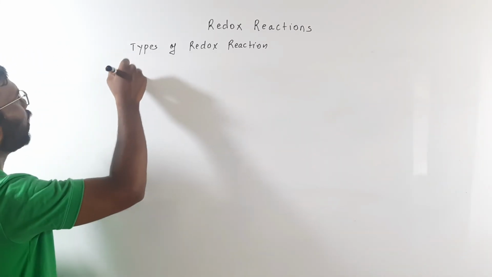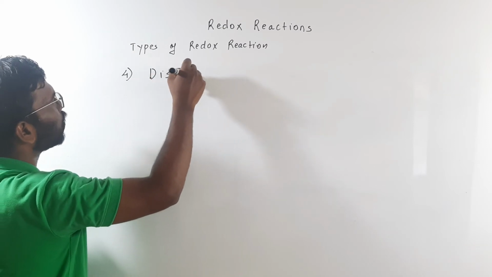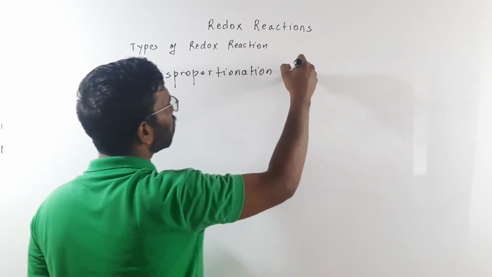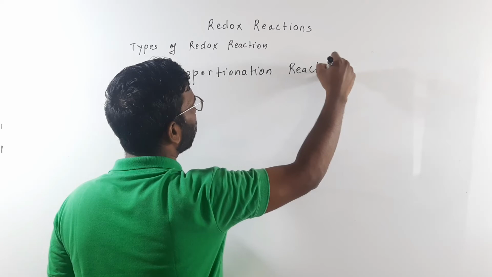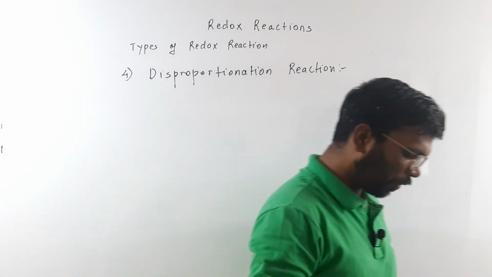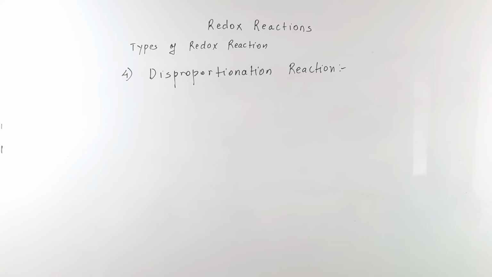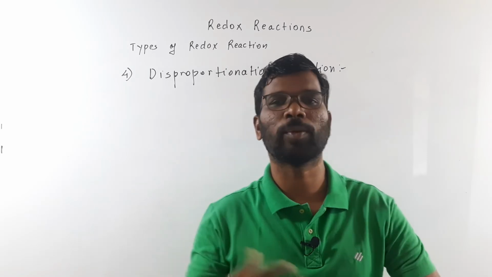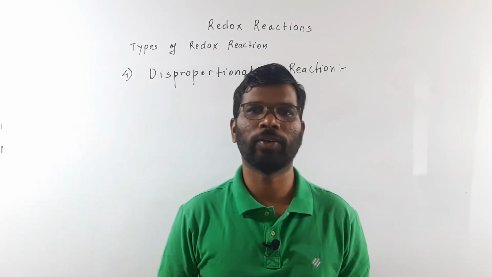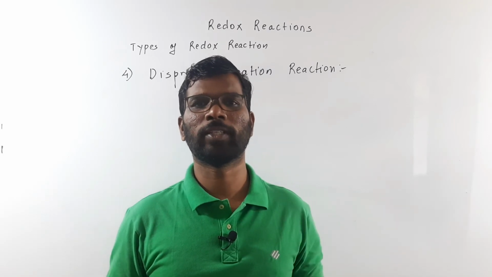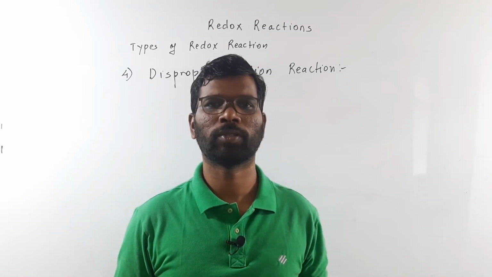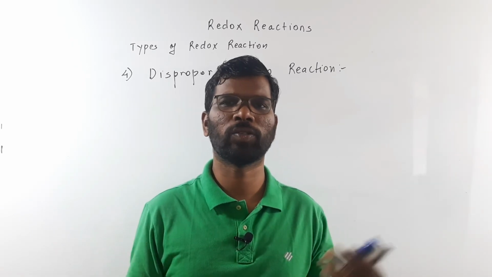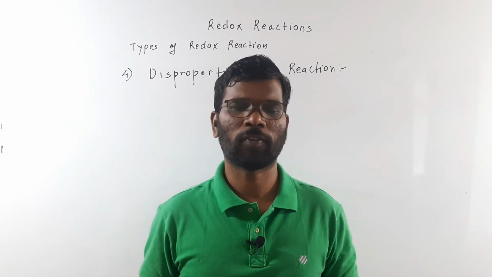Next, the fourth category is disproportionation. What we have observed in the previous reactions is that one substance is getting oxidized and another is getting reduced. Like in the displacement reaction, zinc was getting reduced and calcium was getting oxidized. One is getting reduced, one is getting oxidized. It was that sort of thing, right?